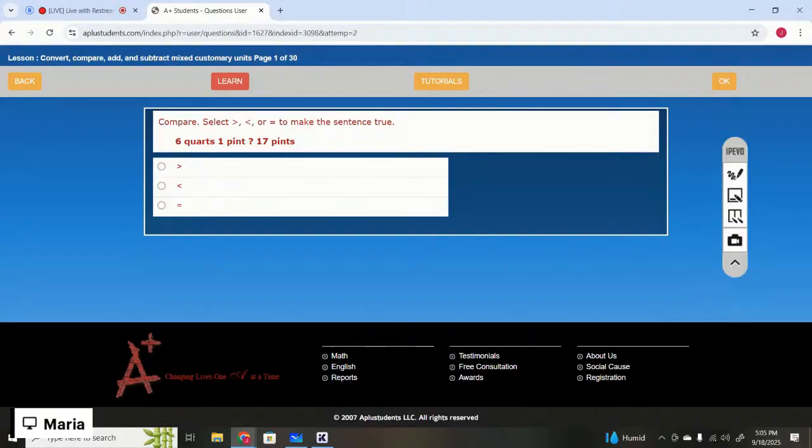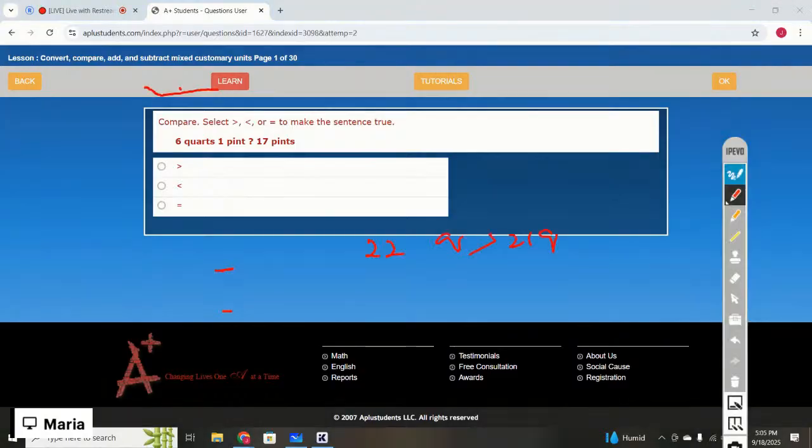Compare, select greater, less, or equal to make this sentence true. 6 quarts 1 pint and 17 pints. We need to compare them. So first thing is they all must be in the same units. So we need to convert that quarts to pints also, right? 1 quart equals 2 pints, right?